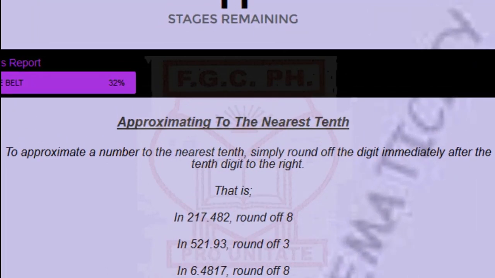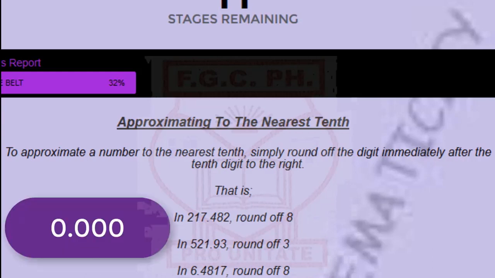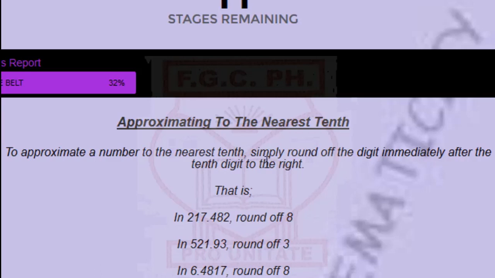Here I want to show you how to approximate to the nearest 10th. You know, the 10th digit is actually the first digit after the decimal point to the right. So like we always do, if you want to approximate a number to the nearest 10th, simply round off the digit immediately after the 10th digit to the right.